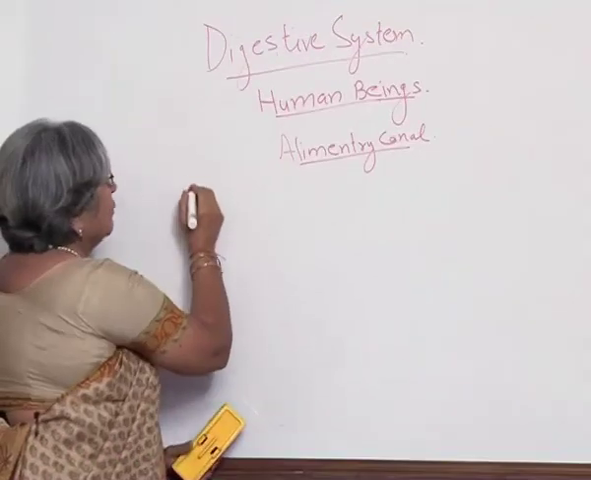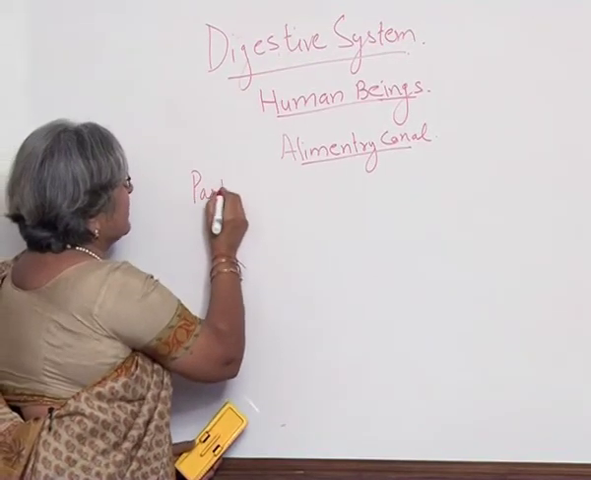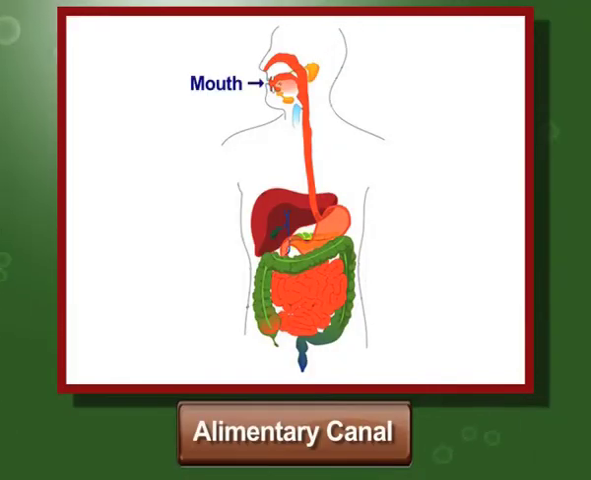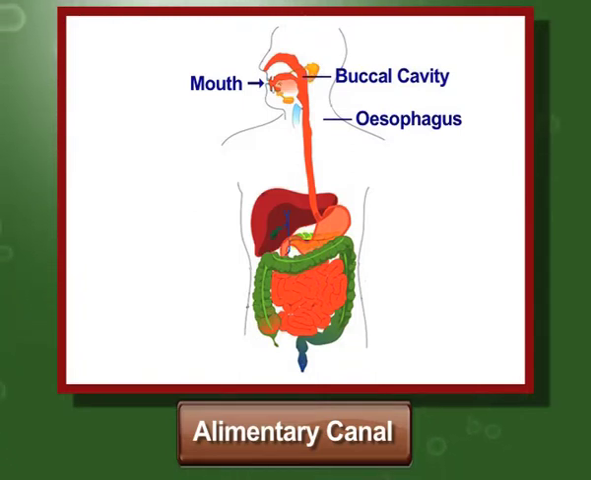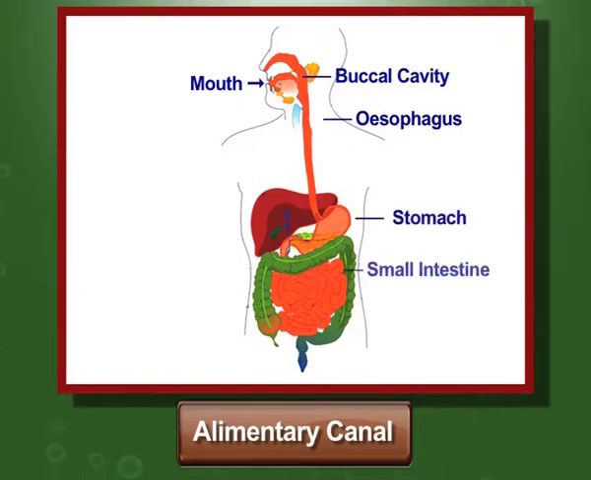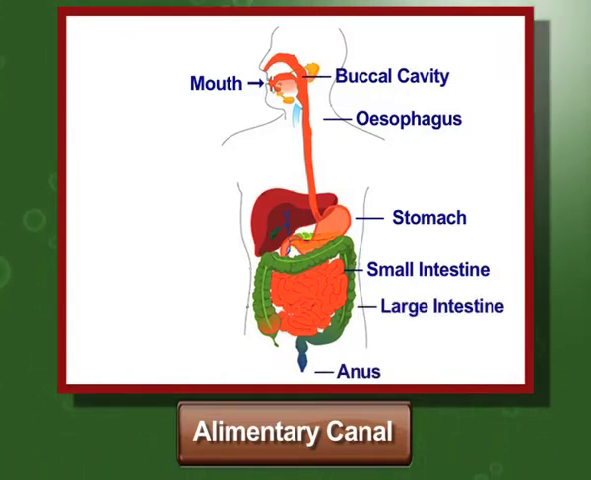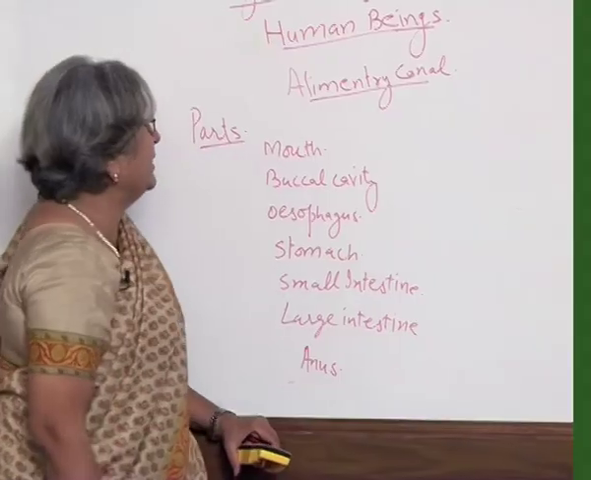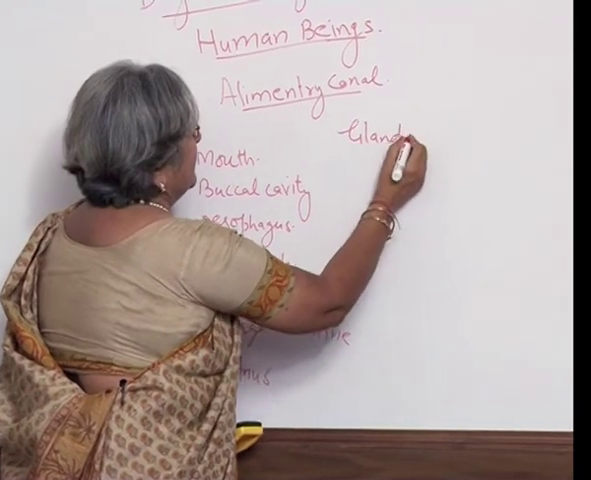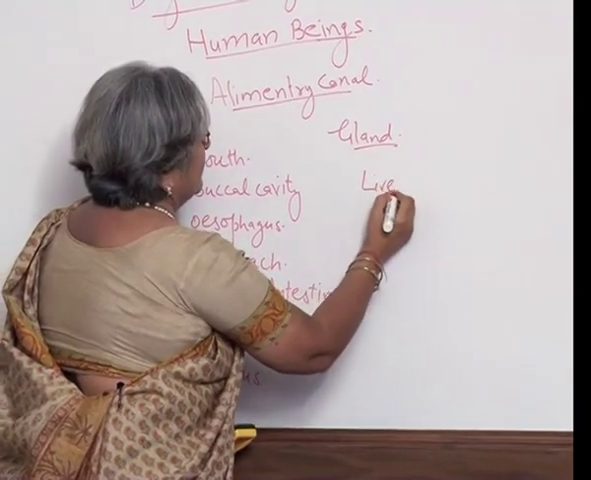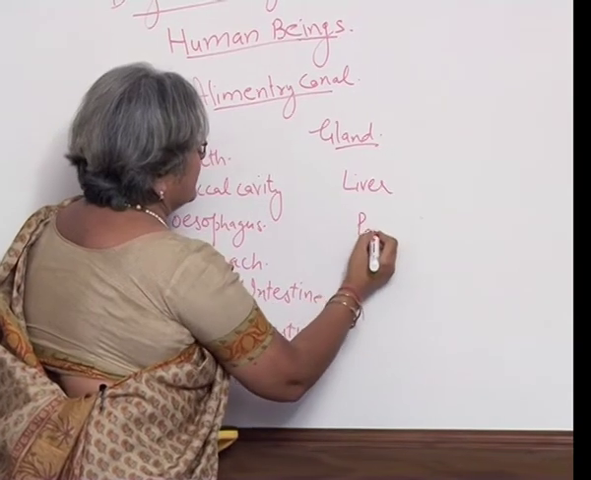So, now let us see what are the parts of the digestive system. First part is mouth, then buccal cavity, then esophagus. This is also called in simple language food pipe. Then stomach, then small intestine, large intestine and anus. In addition to this, there are two glands associated, liver and pancreas.